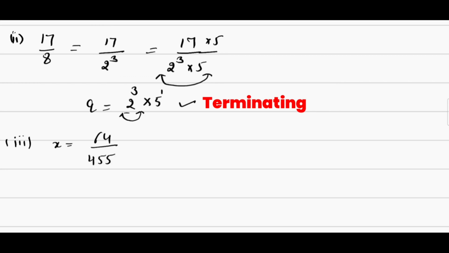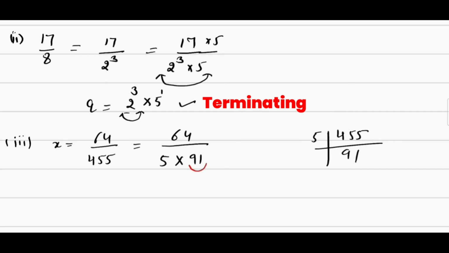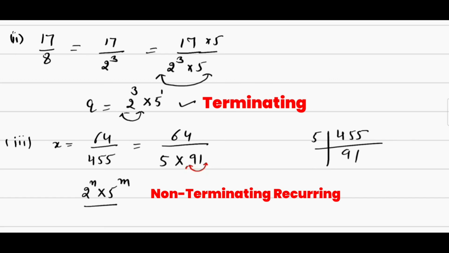So third question, x is equal to 64 divided by 455. Let's find out the factors of this. The factors of this will be 5 into 91, so 64 divided by 5 into 91. So see here we have 91. It means we can't write my Q as 2 raised to power n multiplied by 5 raised to power m. So this decimal expansion is a non-terminating repeating decimal expansion.